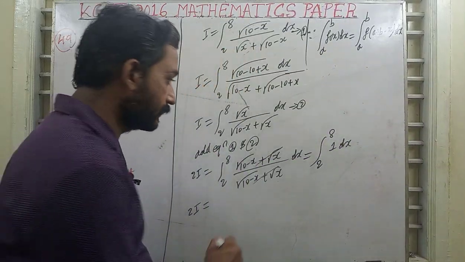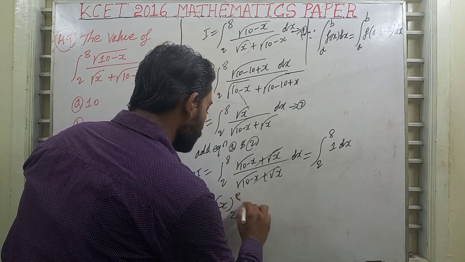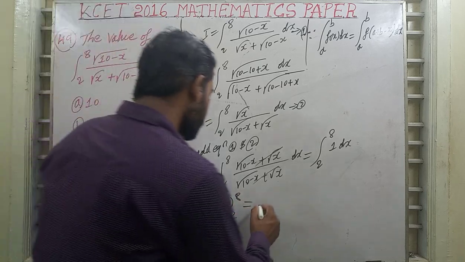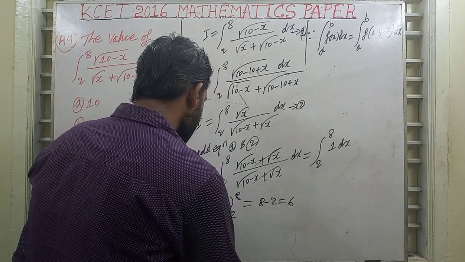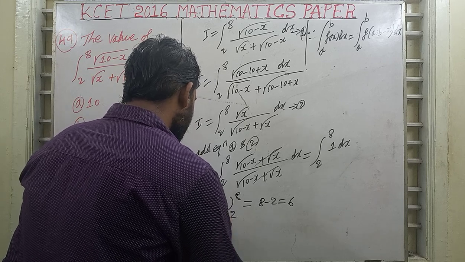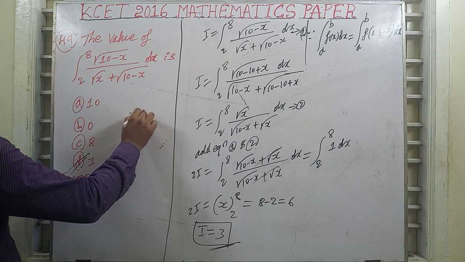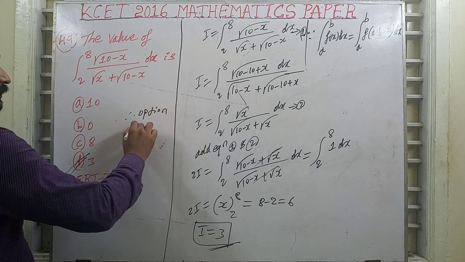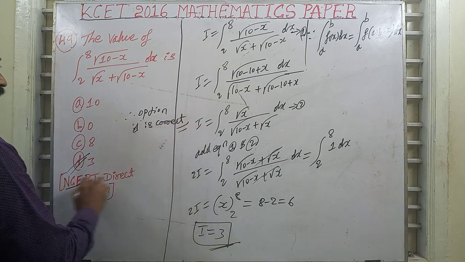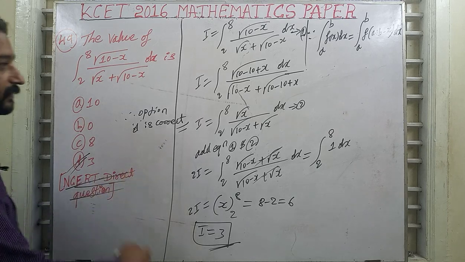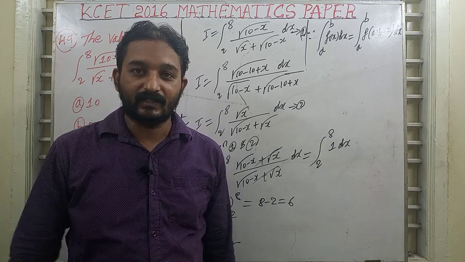So x from 2 to 8, apply upper limit minus lower limit, 8 minus 2, 8 minus 2 is what, 6. Now I becomes 6 by 2, 3. So answer is 3. Option D is correct. Therefore option D is good answer. So this is an NCERT direct question. All the students attend this question easily because they have already solved this question in the NCERT textbook. Okay, so take down.